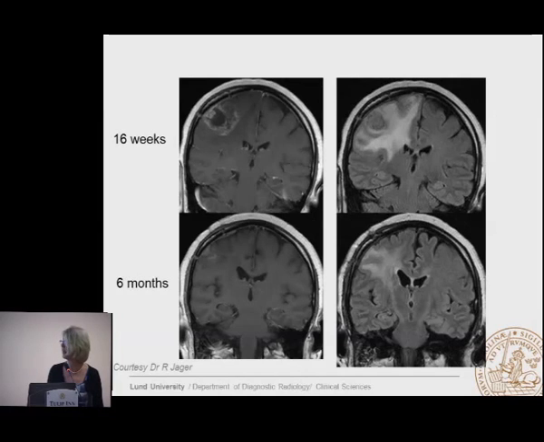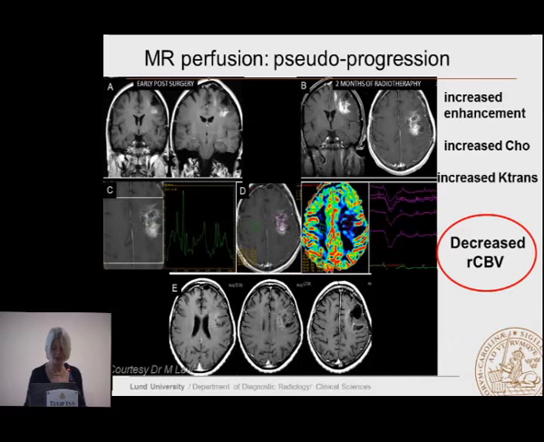And at 6 months, there is barely any contrast enhancement to be seen, and there is no obvious tumor. And you could also see that the FLAIR signal abnormality is significantly decreased. This was another case of pseudoprogression.